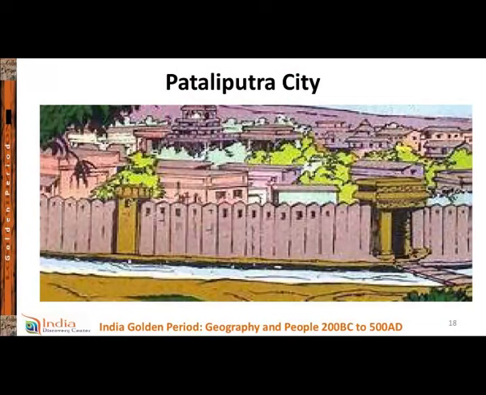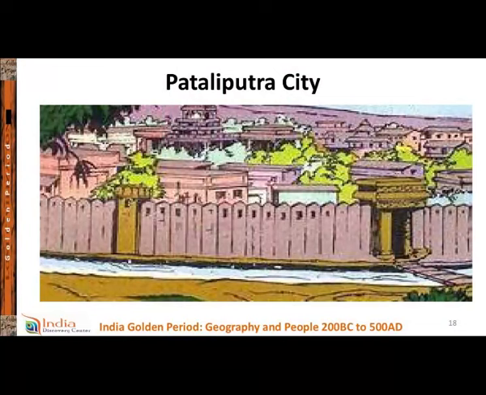I thought I'd take Pataliputra city as a drawing that somebody had done. It was a great city. So was Taxila. It is said that 300,000 people lived there, and it had 64 gates, and it was barred by wooden planks, and it had a moat.